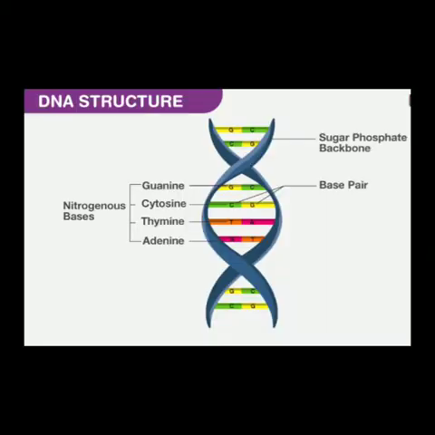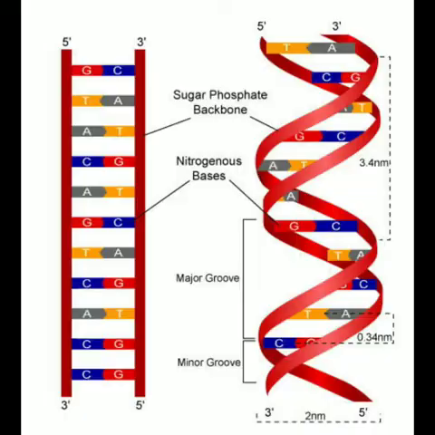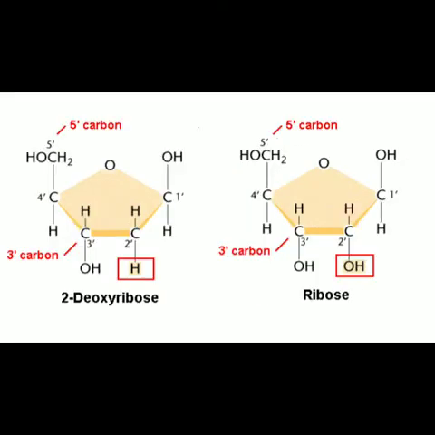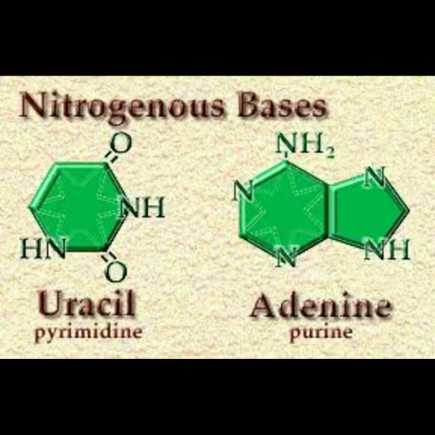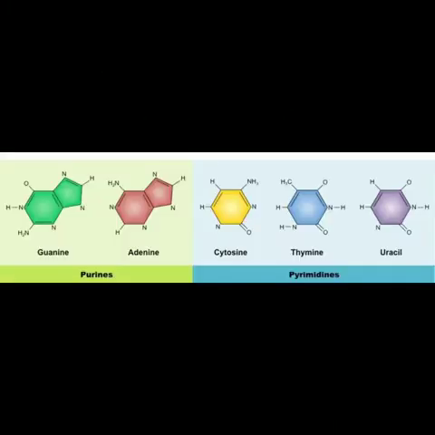DNA structure, as you can see, DNA has a double helix shape, which is like a ladder twisted into a spiral. Each step of the ladder is a pair of nucleotides. A nucleotide is a molecule made up of deoxyribose, a kind of sugar with 5 carbon atoms, a phosphate group made up of phosphorus and oxygen, and a nitrogenous base.